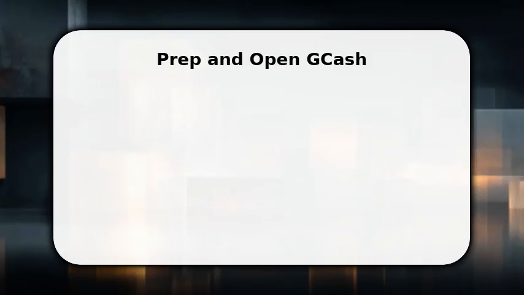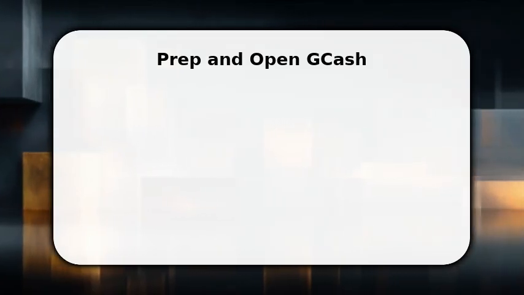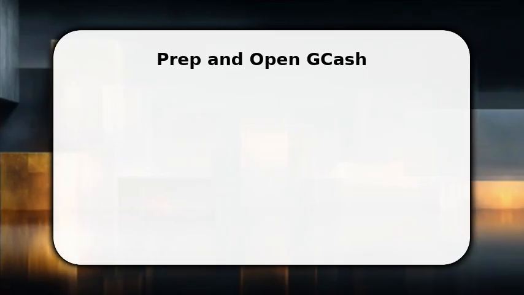You start by opening Gcash and signing in. Make sure your number is verified. Once done, tap the My QR icon at the home screen to access your QR.